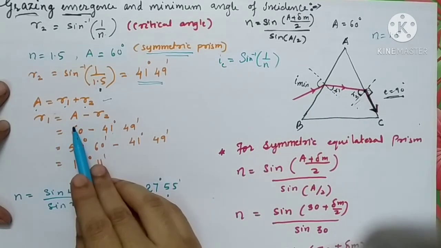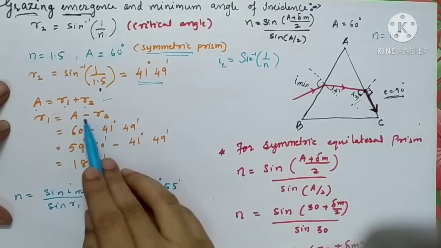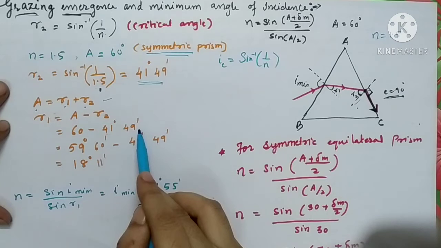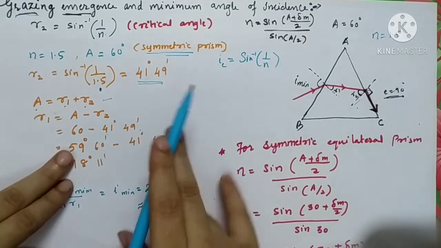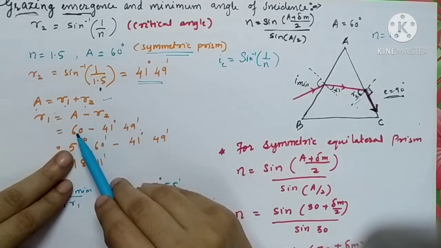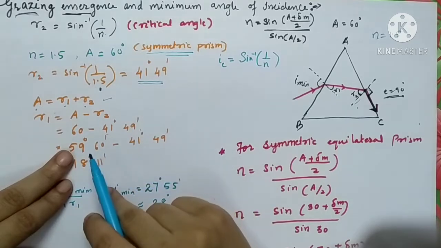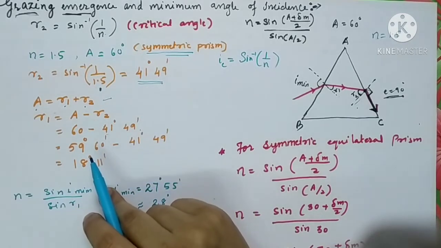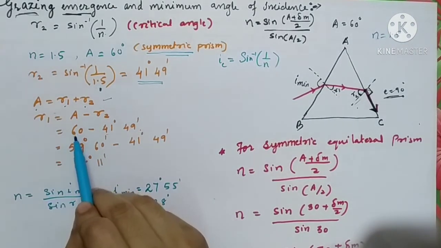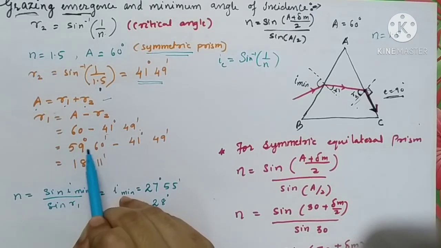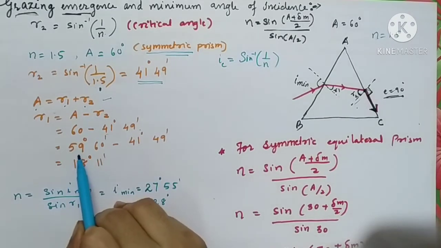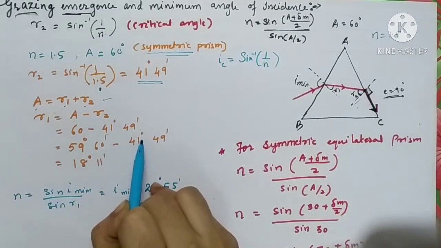So R1 will become A minus R2. What is A? A is 60 degree and R2, as you all know, is 41 degree 49 minutes. So here the angle is written in terms of degree and minutes. Here also we are going to write this 60 degree in terms of degrees and minutes. Remember that 1 degree corresponds to 60 minutes. So if it is 60 degree, we can write it as 59 degree and 60 minutes. These two comprise to form 60 degree. So 59 degree 60 minute minus 41 degree 49 minutes.